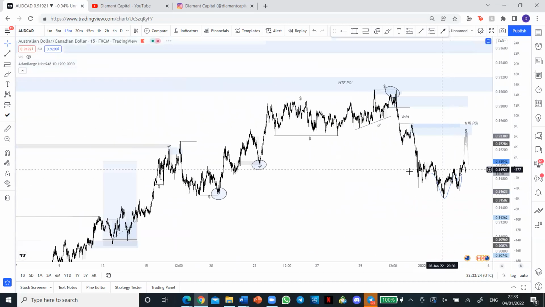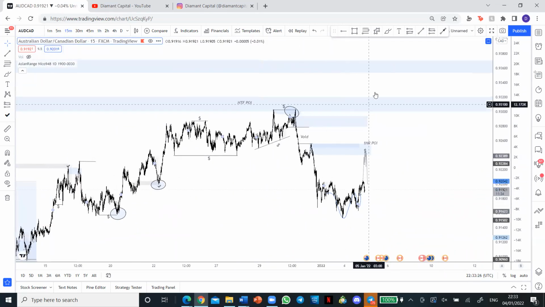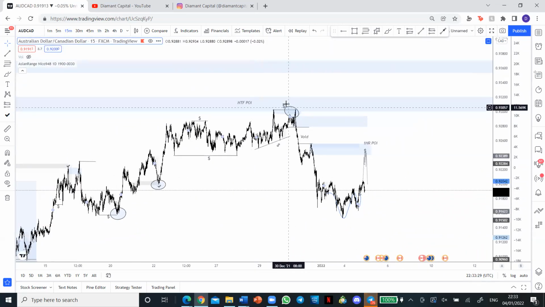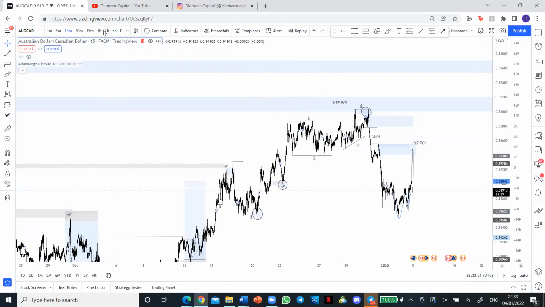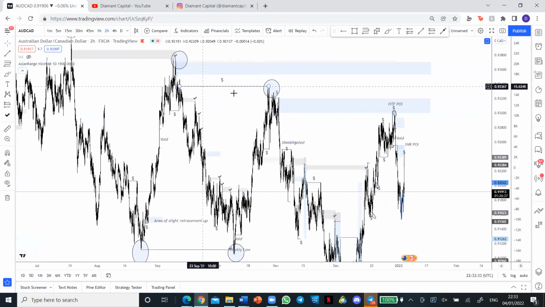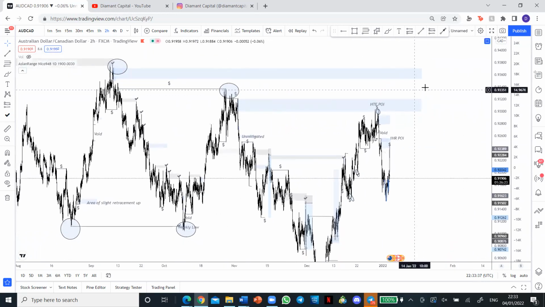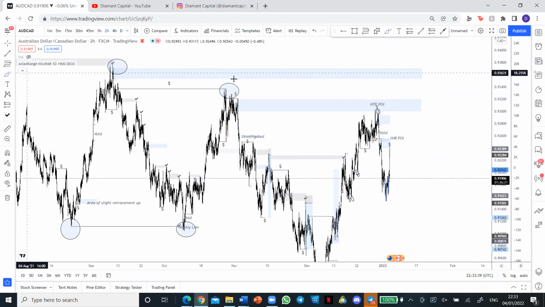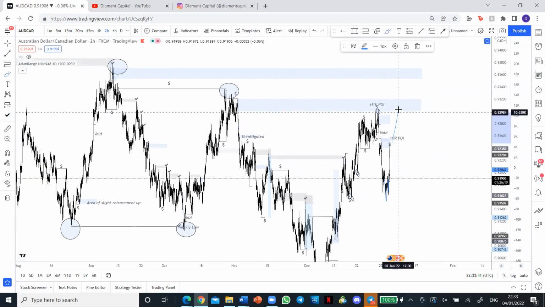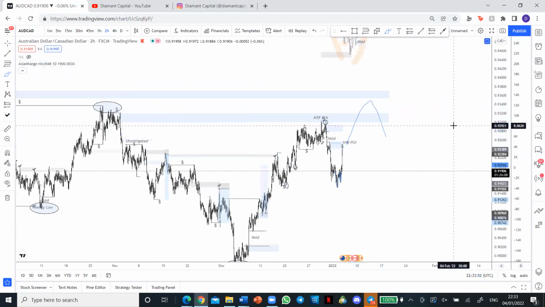But still, let's not be surprised if price comes back up to take all of this, because we've got equal highs and we've got equal highs on the higher time frame. So if we have a little liquidity run on this structure right here into that point of interest, again, we can still start looking for sells, of course, depending on fundamentals as well.